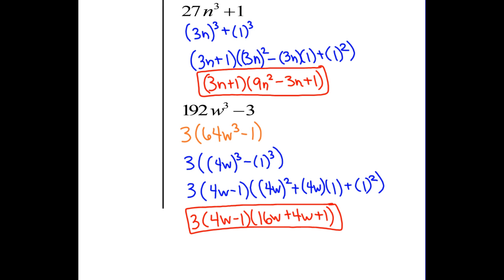This first problem, a lot of you guys are going to try to do the difference of cubes, and you're going to realize 192 isn't a perfect cube, nor is 3. That's why you need to always, always, always first look at your greatest common factor. Can I pull out a greatest common factor?